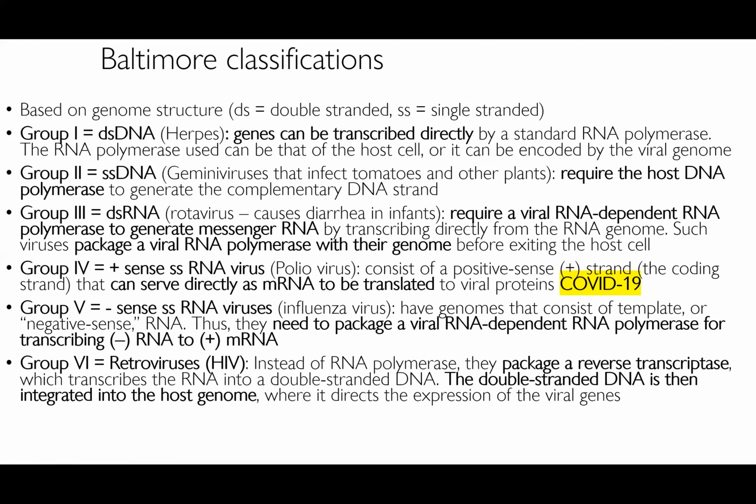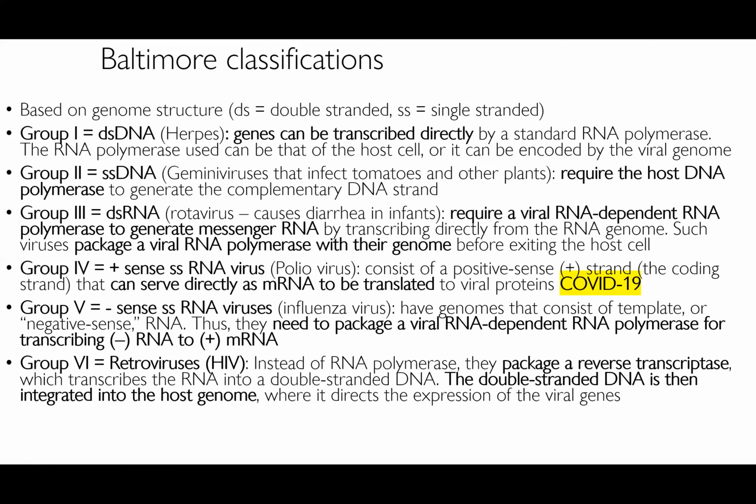Group 5 is our negative sense RNA viruses. This is where influenza falls in. They have genomes that consist of a template or a negative sense RNA. Thus, they have to package their viral RNA-dependent RNA polymerase for transcribing the minus sense RNA to plus sense mRNA. So basically, they have the lower strand, if you think about it, on a piece of DNA, and they have an enzyme that essentially translates that into the top strand, which is then the coding strand, which then can be used to infect the host.